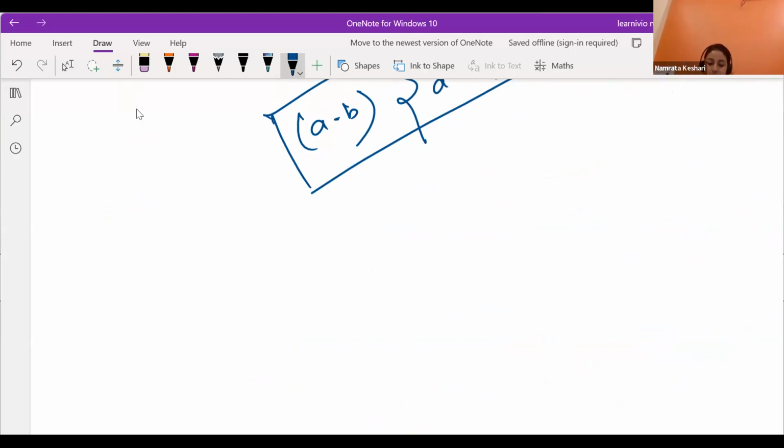So let's take one more example. As we said that today you need to understand what exactly is limit. Okay, so we'll be taking more examples.